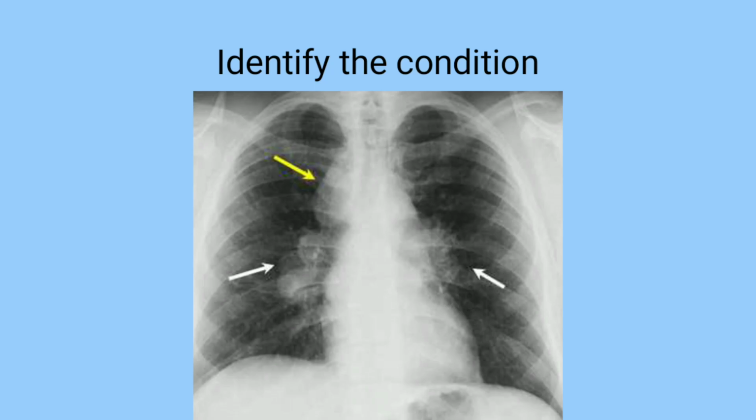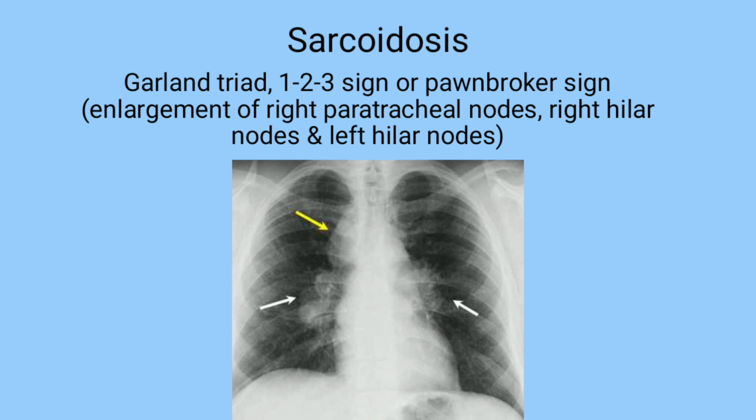Identify the condition. Garland triad, or 1, 2, 3 sign, or pawnbroker sign, in which there is enlargement of right paratracheal nodes, right hilar nodes, and left hilar nodes, seen in sarcoidosis.